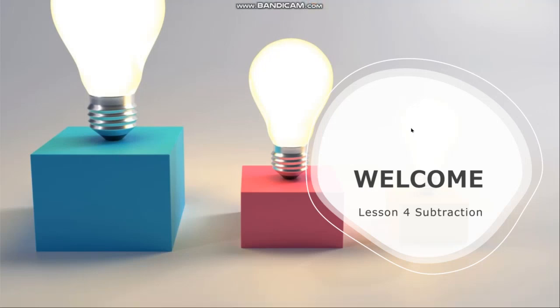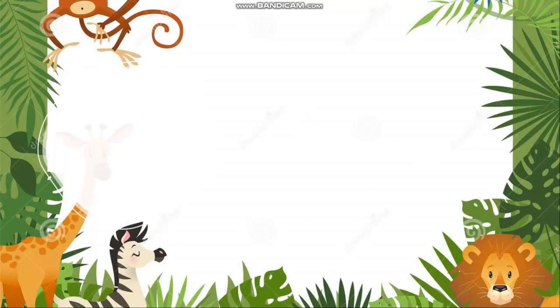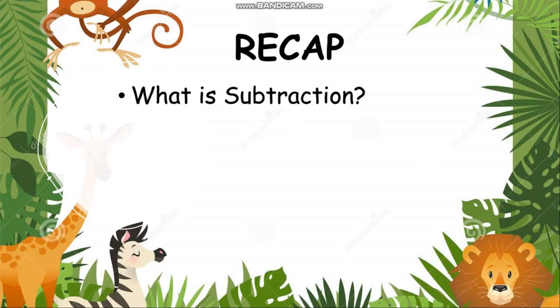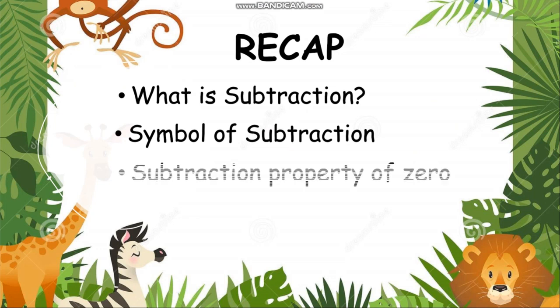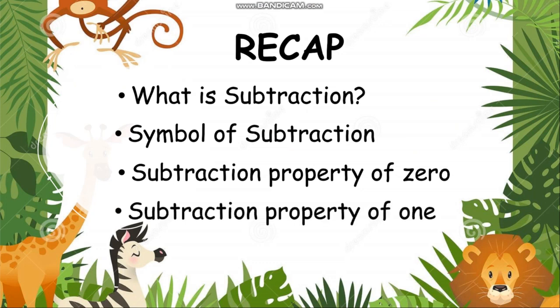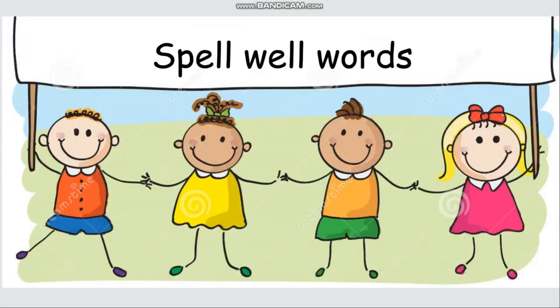Welcome children. We had started a new chapter, lesson 4, subtraction. Before starting, let us have a quick recap of what we have completed till now. We have seen what is subtraction. We have also learned the symbol of subtraction. We have learned the subtraction property of 0 and the subtraction property of 1. Now I know that you remember it.